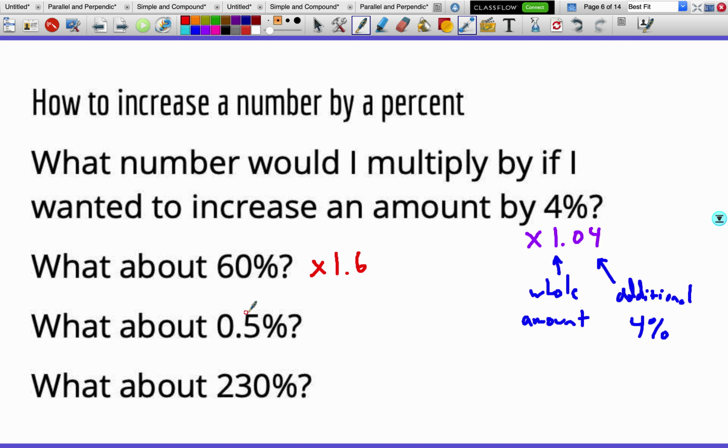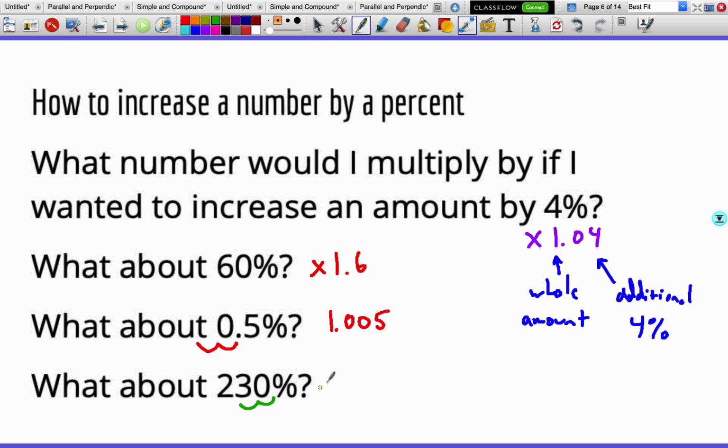What about 0.05%? Move the decimal twice, and we end up with 1.005. Watch out, if you only did 1.0, then it would be equivalent to 5%, not 0.5%. All right, move the decimal twice on this one, add our 1.